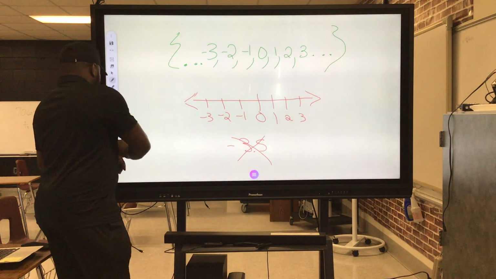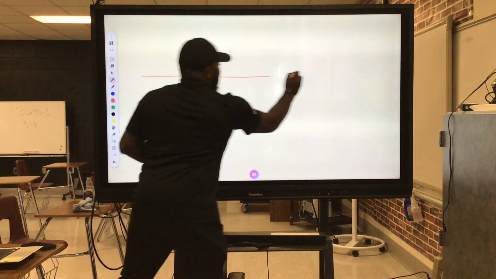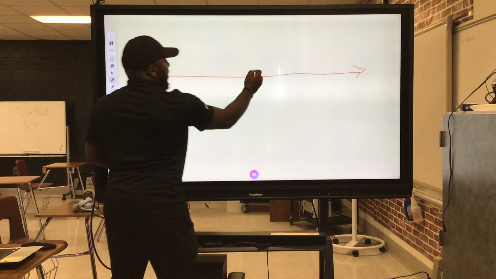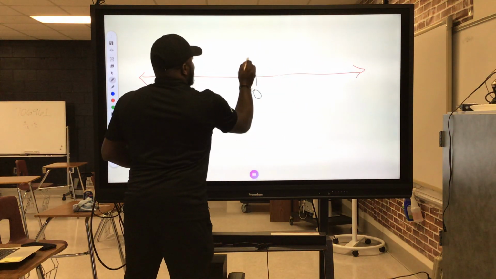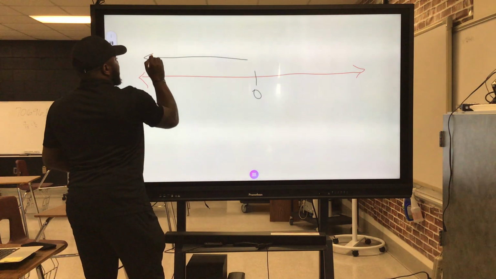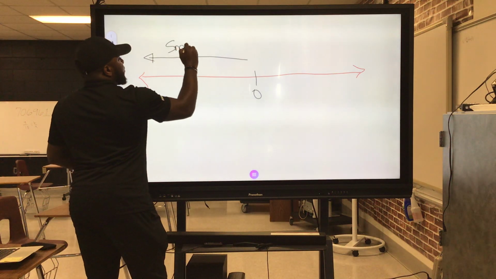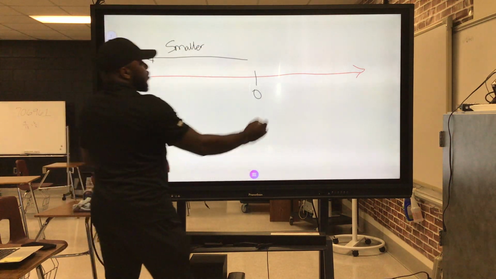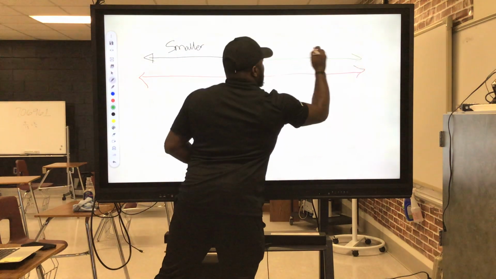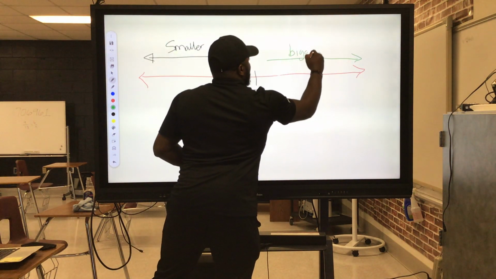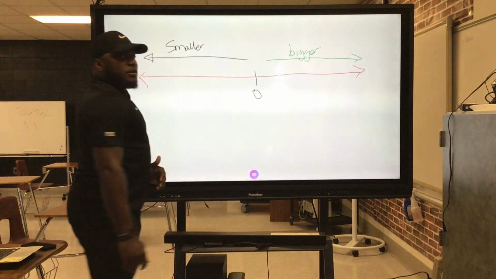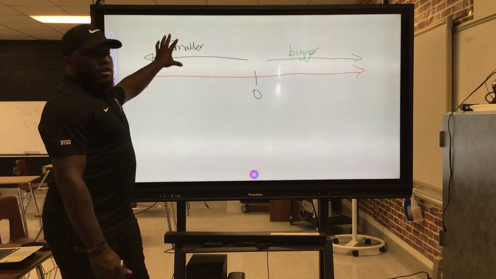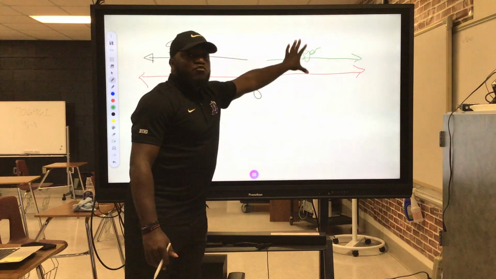And let's look at a number line. When you have your number line, of course, 0 is right here in the middle. The further you go left, the smaller your number gets, but the further you go to the right of 0, the bigger your number gets on the number line. So the further you go left, the smaller your number gets, and the further you go right, the bigger your number gets.